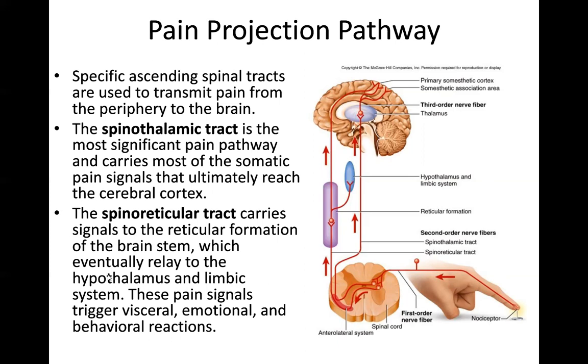Remember, the hypothalamus is a major regulator of our autonomic nervous system, right? Controlling our cardiac muscle, our smooth muscle, and glands. Not only when we experience pain do we feel that pain, but changes happen to our visceral organs. For example, our heart rate is going to change. Our blood pressure is going to change. What's the nickname for the limbic system?